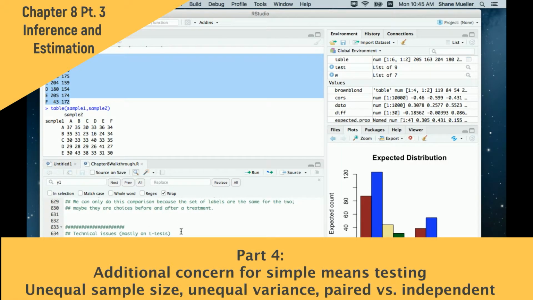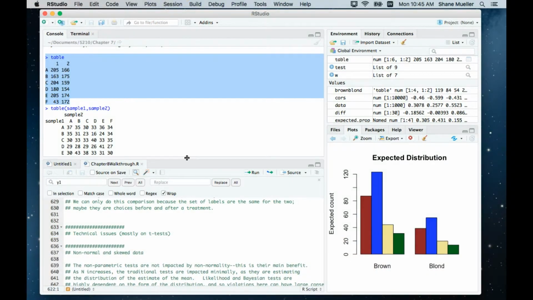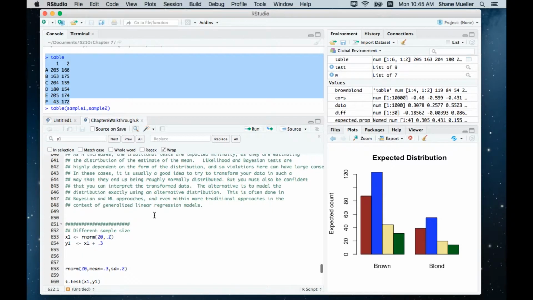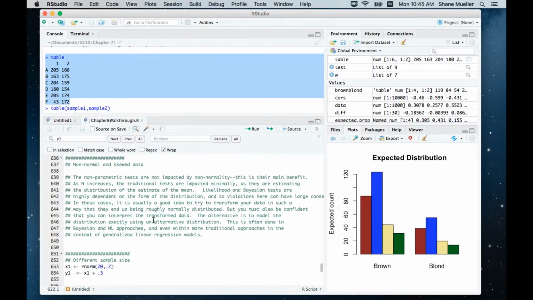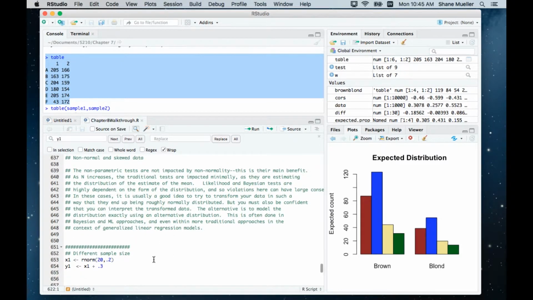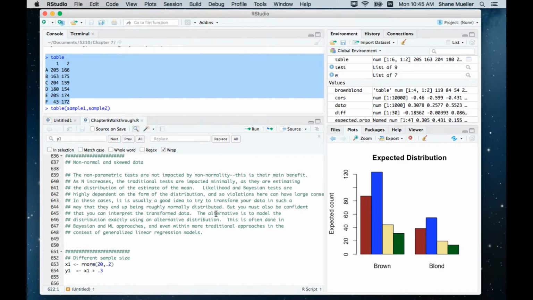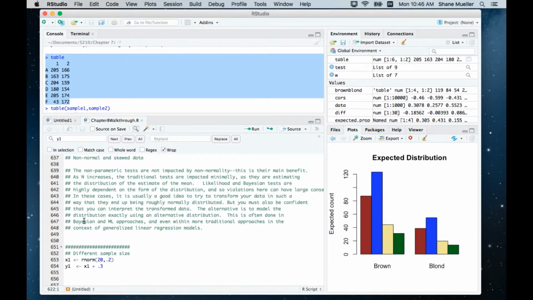Okay, so that's it for the chi-squared test. Now we have some additional things about the t-test that we'll go back to. One is about normal and skewed data, and there's discussion in the book about trying to transform this, or maybe using alternate tests that actually explicitly model the distribution of something other than normal. This is probably most important for maximum likelihood or Bayesian approaches, which are explicitly making assumptions about the normality of the data.